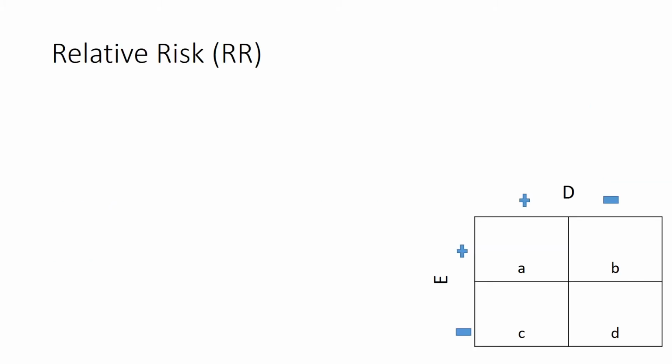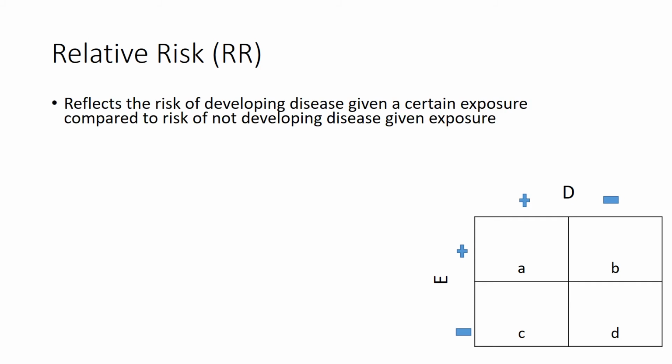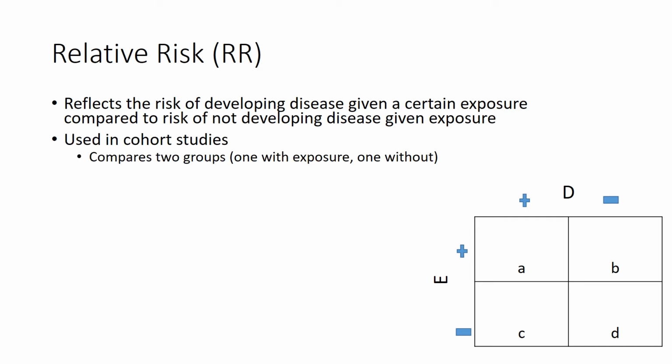Next, let's discuss the relative risk. It reflects the risk of developing a disease given a certain exposure compared to the risk of not developing that disease given exposure. It's often used in cohort studies. I like to call cohort studies because it looks at who will develop the disease. It compares two groups, one with exposure and one without. Mathematically, the relative risk is A over A plus C over the quantity B over B plus D.